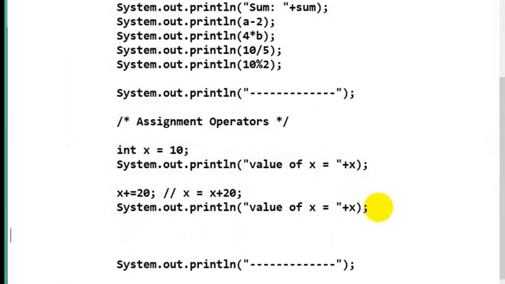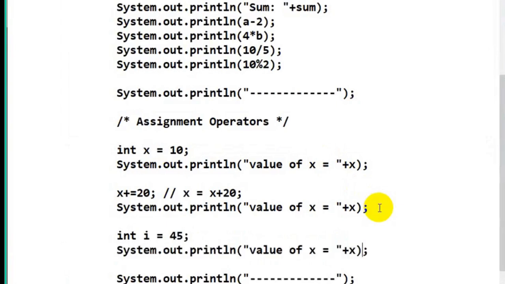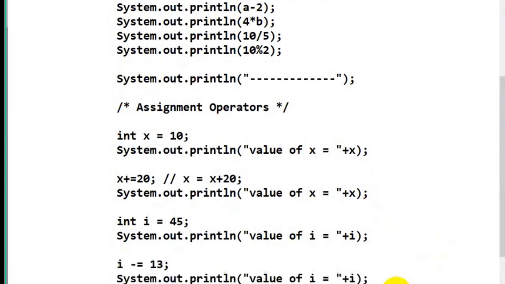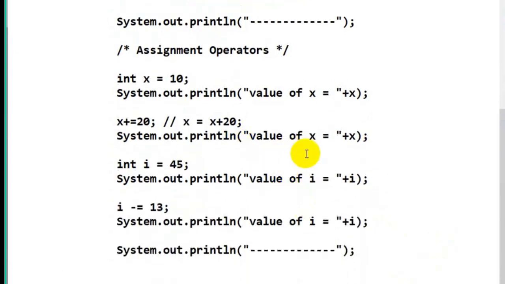Similarly, I can do it for one more data. See, int i = 45. Now I will print the value of i over here. Now you have to tell me the output. Then i -= 13. Now when I try to print the value of i, what will be the output? You have to tell me, guys. I am expecting some answer. Can you quickly tell me what will be the output of i?